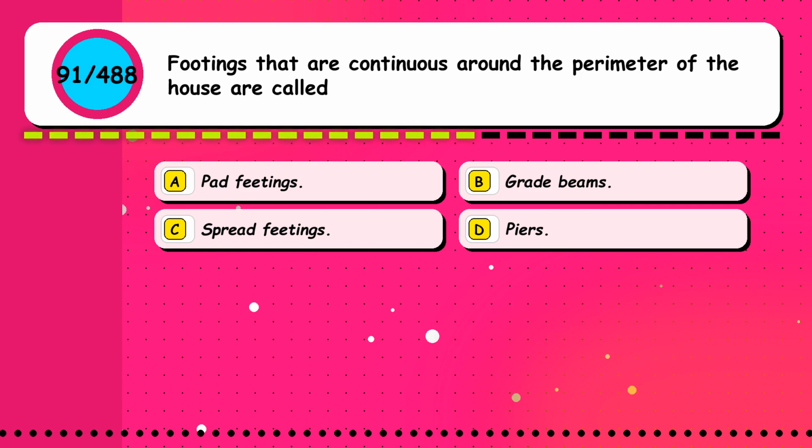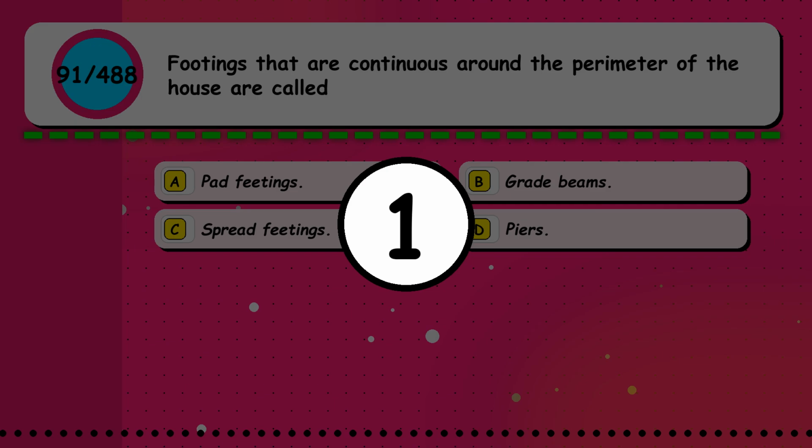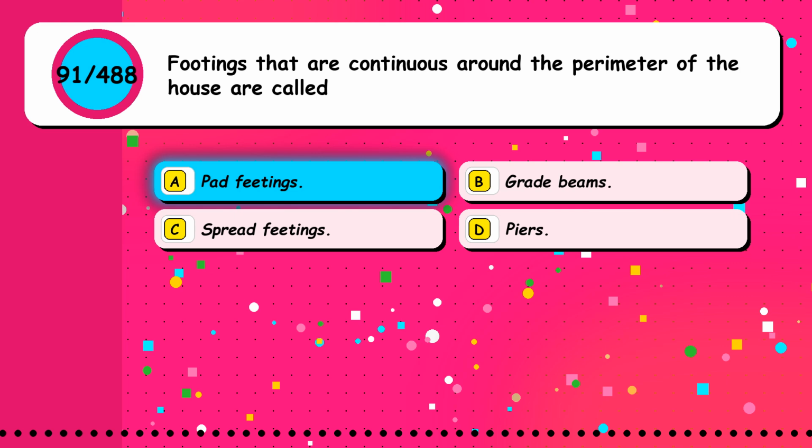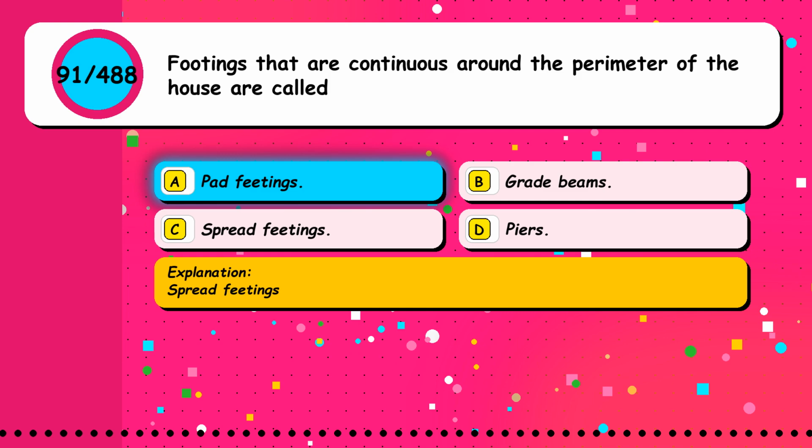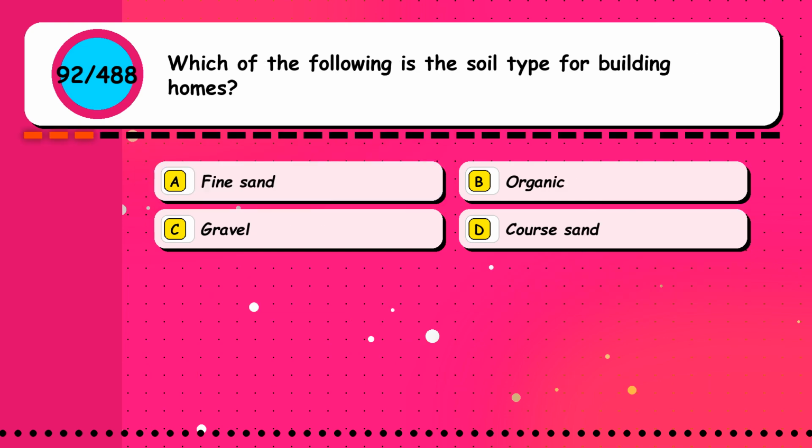Question 91. Footings that are continuous around the perimeter of the house are called: Option A, pad footings. Option B, grade beams. Option C, spread footings. Option D, piers. The correct answer is option A, pad footings.